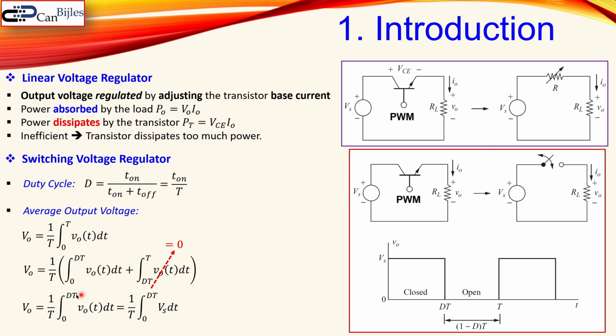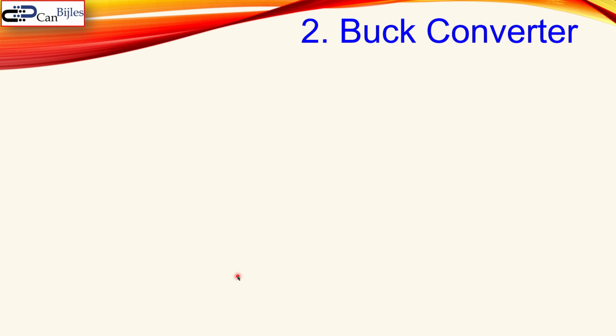And that can be calculated. Since Vo is Vs, and you evaluate this integral, you get Vo equal to D times Vs. We will see this formula also later for the analysis of the buck converter. So let's jump to the buck converter.